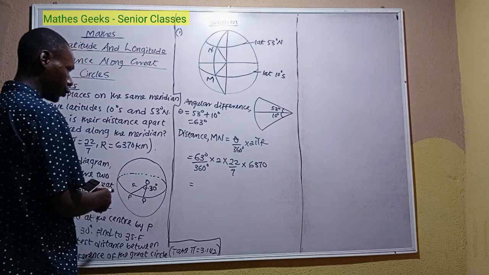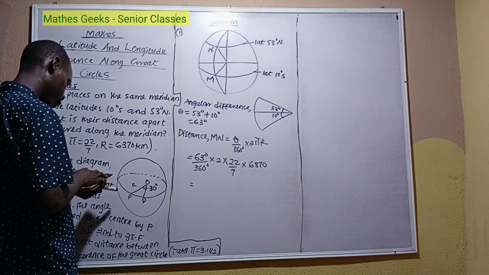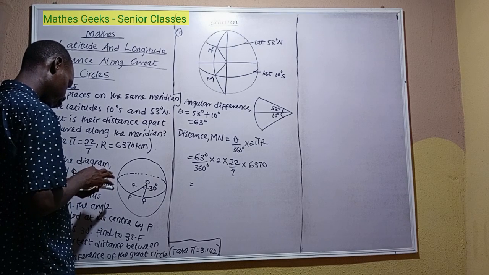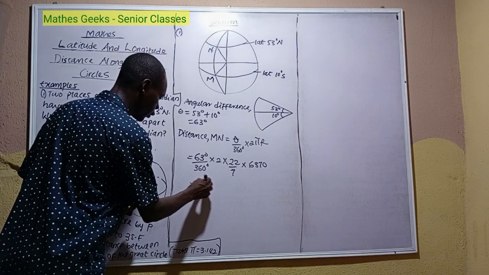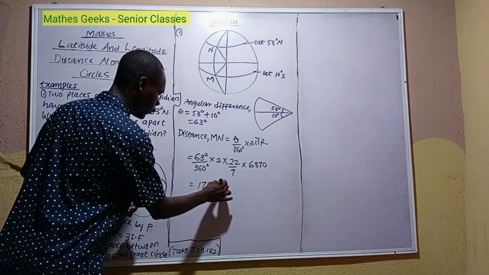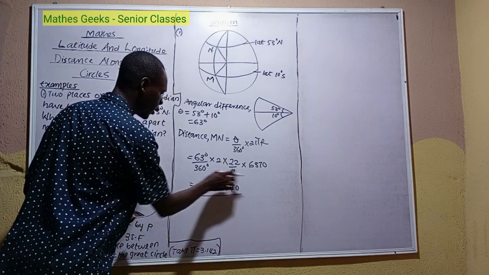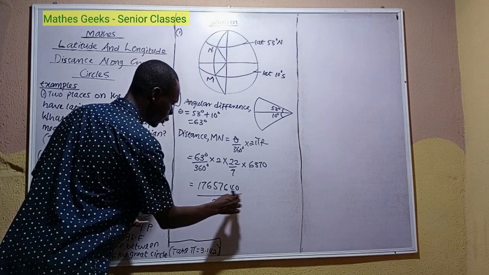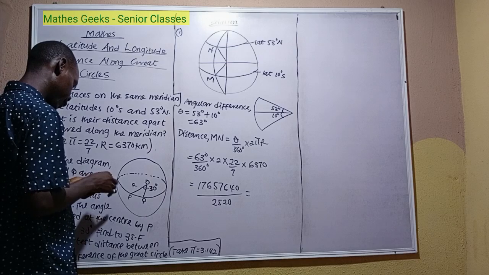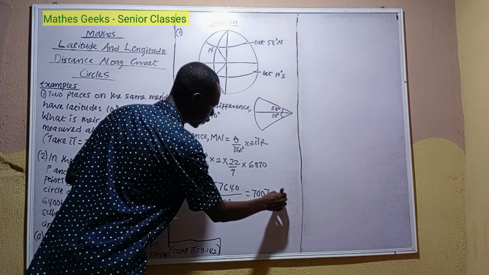Okay. So 63 times 2 times 22 times 6370, divided by 360 times 7 equals 2527. That gives us 7,007 kilometers.